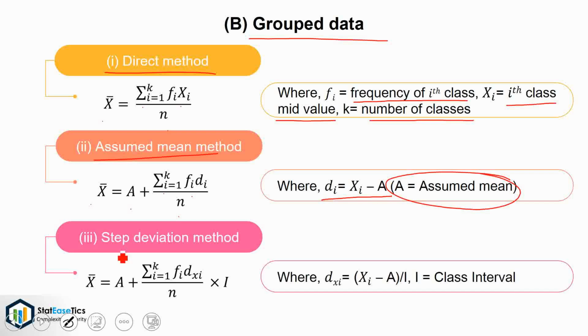Then step deviation method. X bar is equal to a plus summation i equal to 1 up to k fi dxi upon n into i, where dxi is equal to xi minus a upon i, where i is equal to class interval.